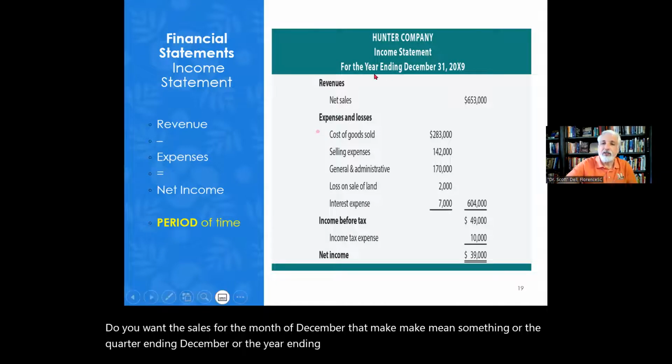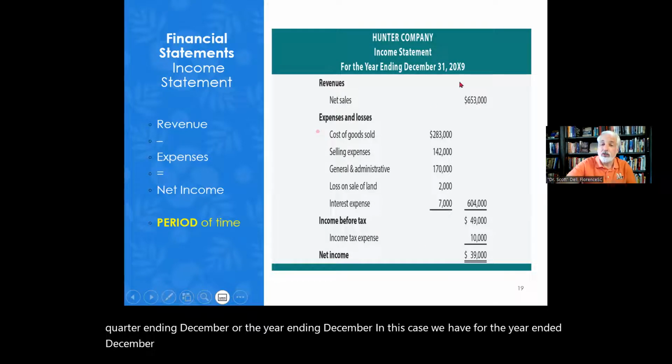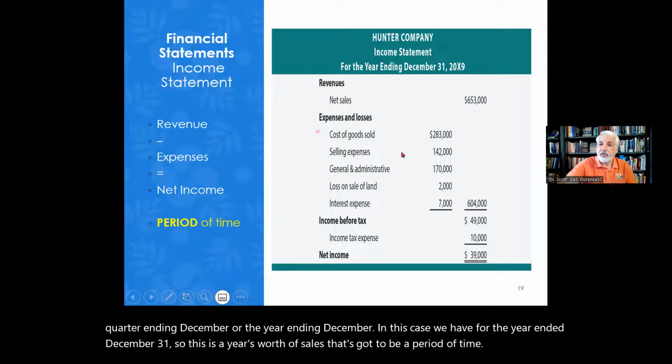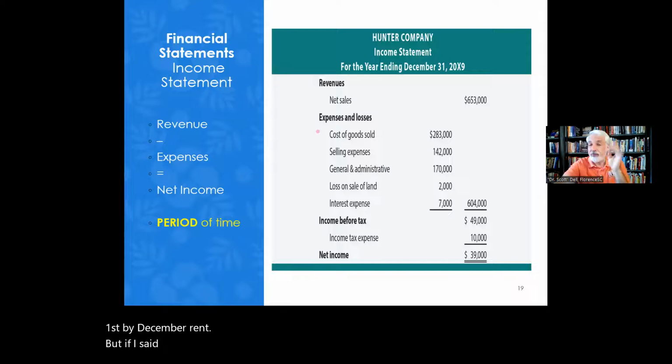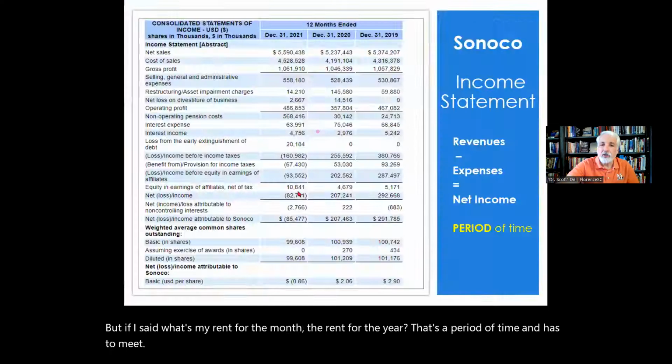In this case, we have the year ended December 31. So this is a year's worth of sales. That's got to be a period of time. If I ask what's my rent expense, you say, well, rent expense for a day is 1/31st of my December rent. But if I said, what's my rent for the month or rent for the year, that's a period of time and it has some meaning. So let's go on to the next slide.